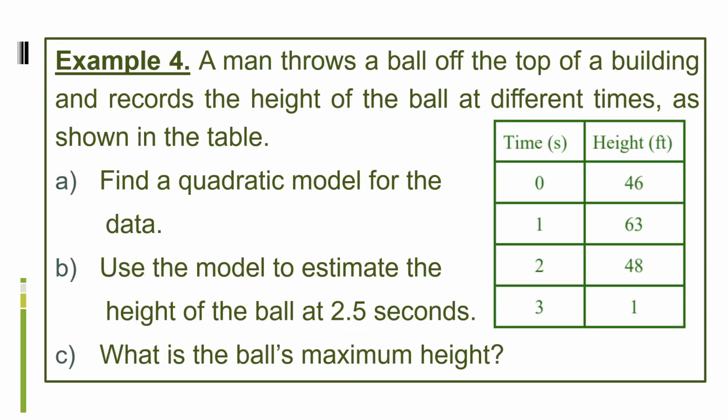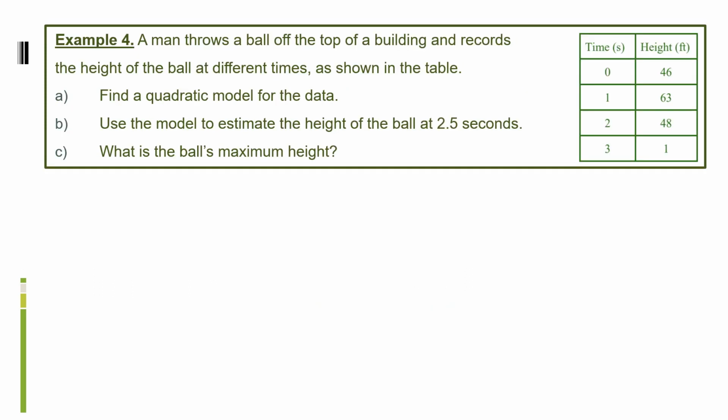A man throws a ball off the top of a building and records the height of the ball at different times as shown in the table. Let's find the quadratic model for the data and use the model to estimate the height of the ball at 2.5 seconds and find the ball's maximum height.